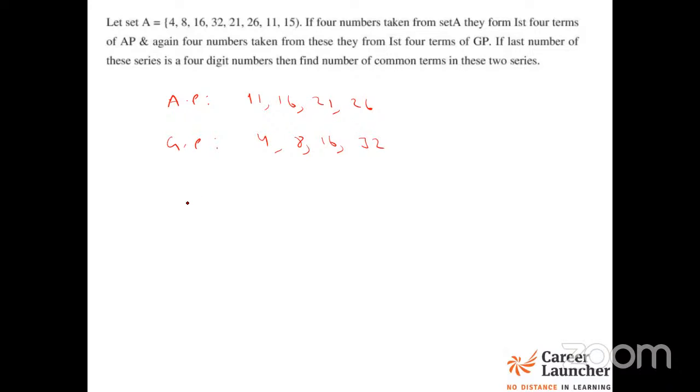Now, what are the common terms out of this? So the last term is a 4-digit number. The common terms, if you observe, the first common term will be 16. 16 is common. After that, once again, it will be 16 square. Next will be 16 cube. These will be the only 3 possible common terms. So there will be 3 common numbers possible in both these series.